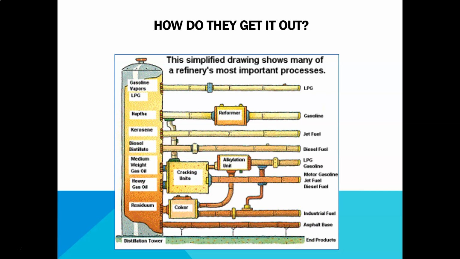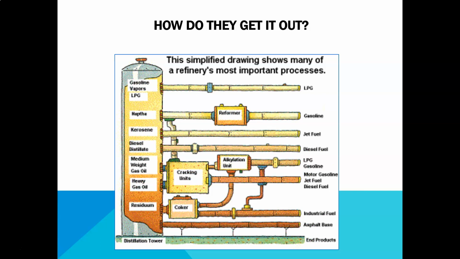In the middle of it, you'll see all these processes. You see cokers and cracking units and alkylation and reformers and all that kind of stuff going on. And you'll see that through these processes, you get asphalt base. That's the heaviest stuff because it doesn't rise. It turns into coke, and they turn that into asphalt. You got industrial fuel. You got motor gasoline, jet fuel, and diesel fuel coming from cracking units. You got LPG gasoline coming out of the alkylation unit. You got diesel fuel coming straight out of the column. You got jet fuel coming higher than that. You've got gasoline that comes through a reformer and LPG all the way at the top.